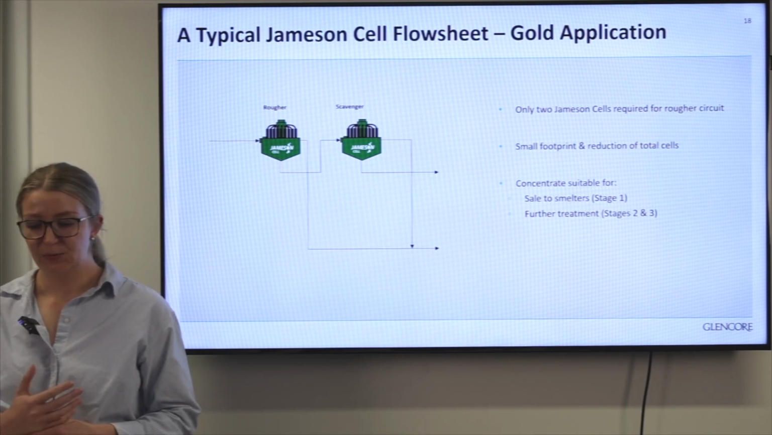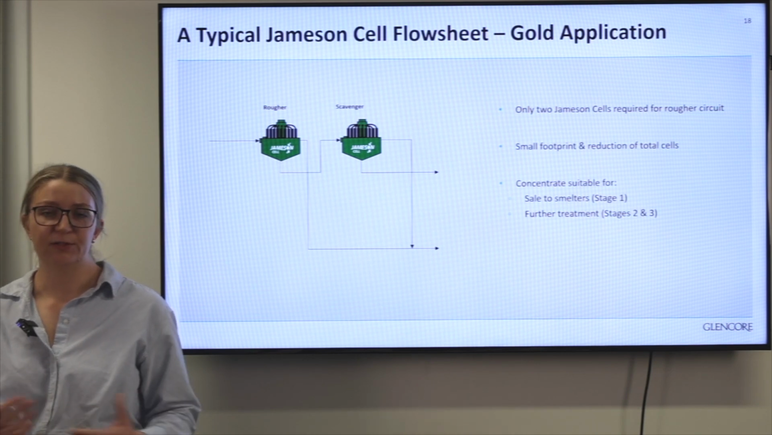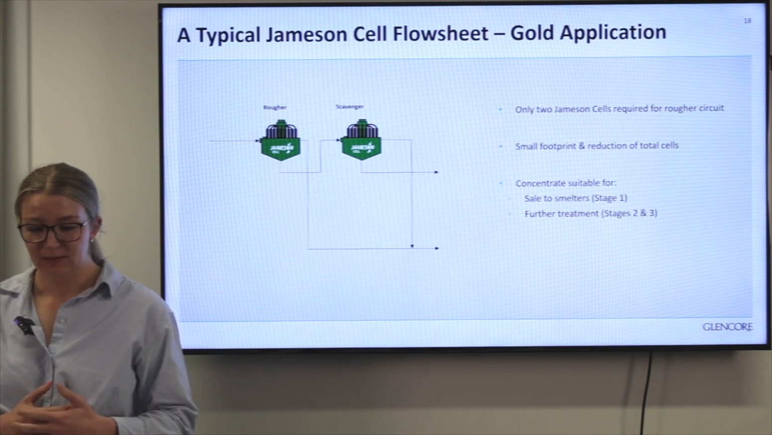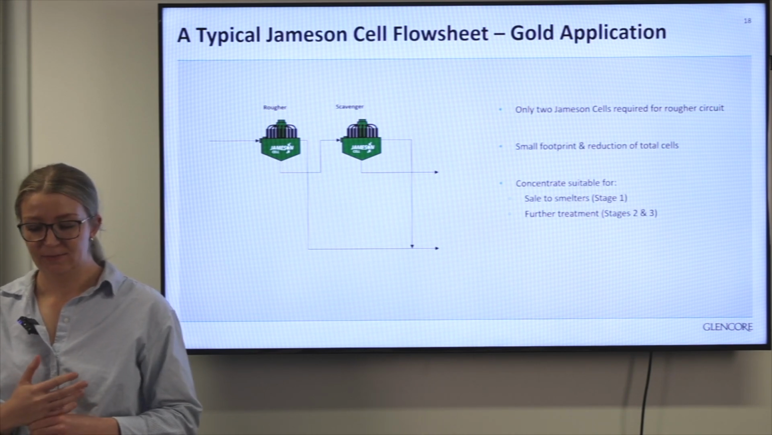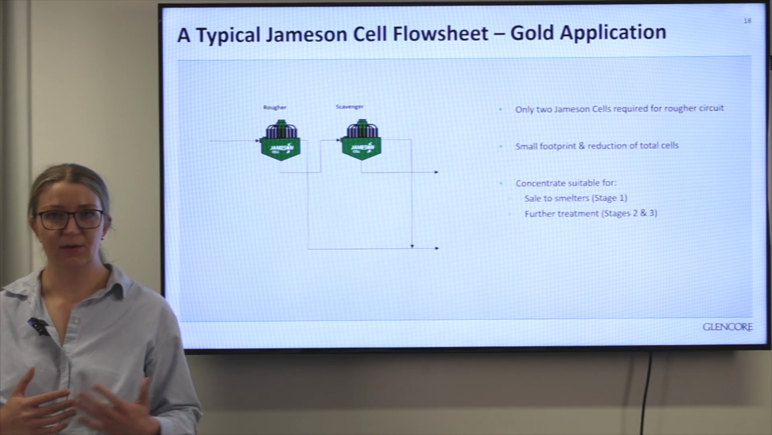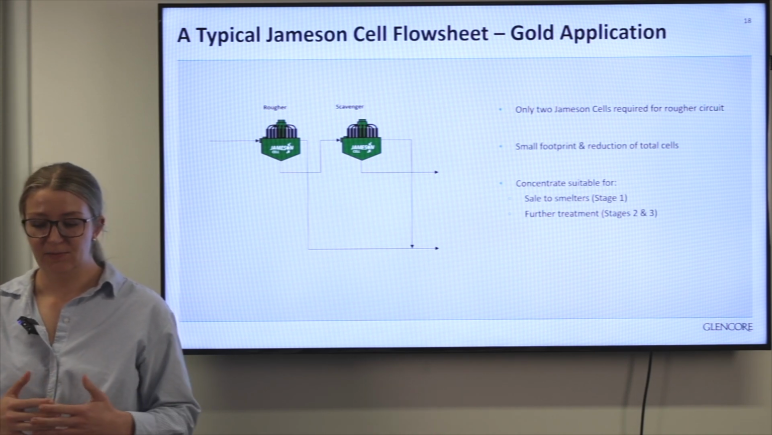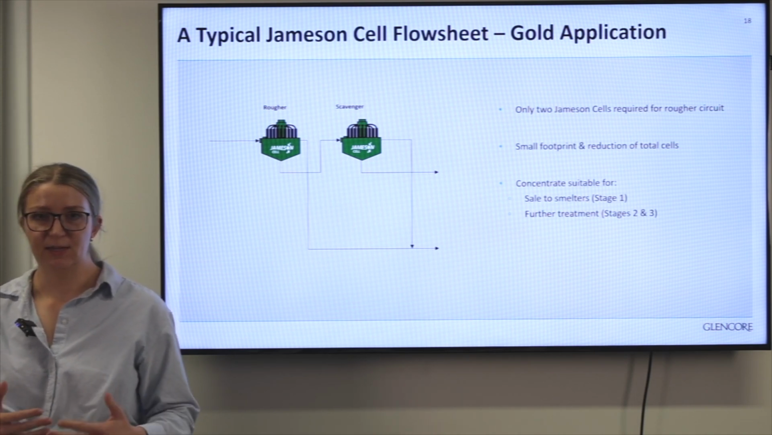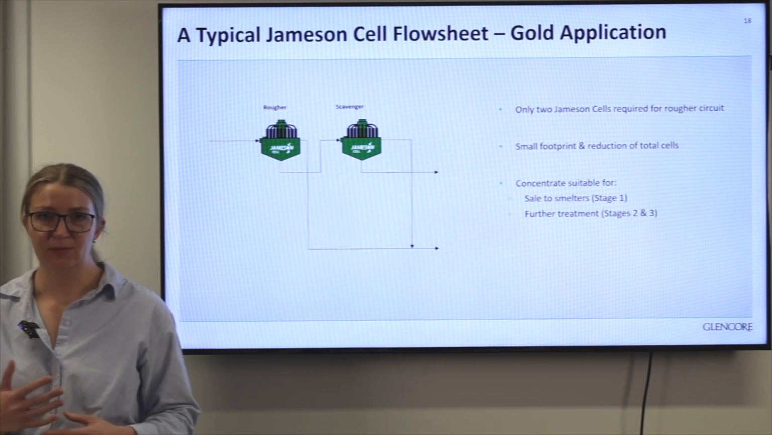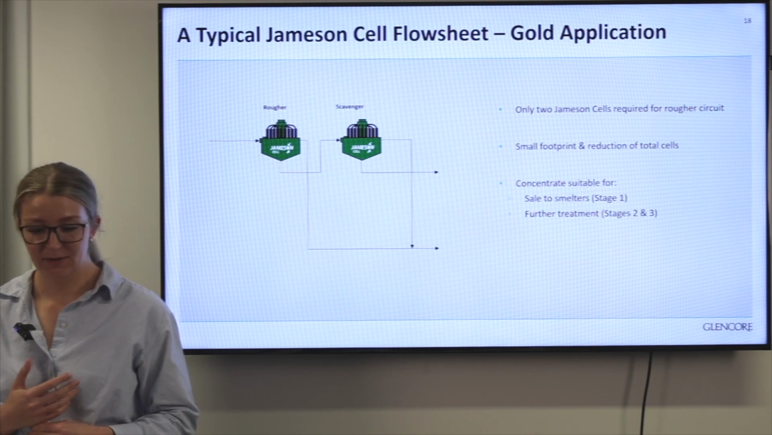So for the stage 1 implementation with a focus on concentrate grade to smelters, this flow sheet would allow you to operate at a higher grade, lower recovery, and then when undergoing further treatment in stages 2 and 3, you could operate this a bit more aggressively with a focus on recovery.